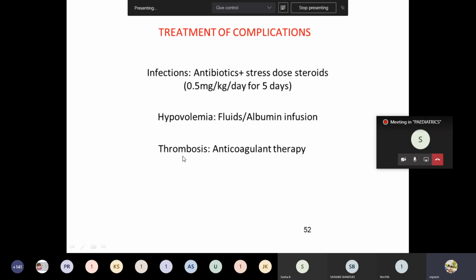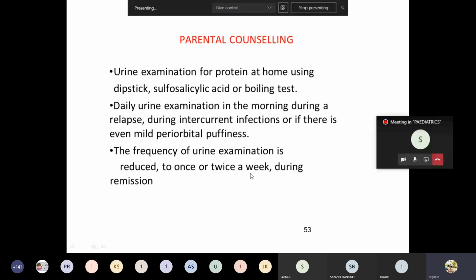For thrombosis, as I told, if you find any early signs of hypercoagulability, in such a case, if the PCV level rises more than 55 with symptoms, in such cases anticoagulant therapy should be used as an adjuvant treatment. So the final thing is you should do urine examinations.